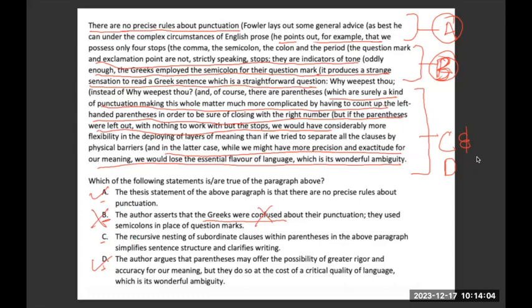The C. The recursive nesting of subordinate clauses within the parenthesis in the above paragraph simplifies the sentence structure and clarifies writing. Parenthesis means brackets, these round brackets. Recursive nesting means there is a parenthesis, a statement is written, then there's another open parenthesis, and then there's a closed parenthesis, and then there's another closed parenthesis. So this kind of structure, he says, simplifies sentence structure and clarifies writing. He makes this bold statement here, that it simplifies the structure and clarifies the writing.